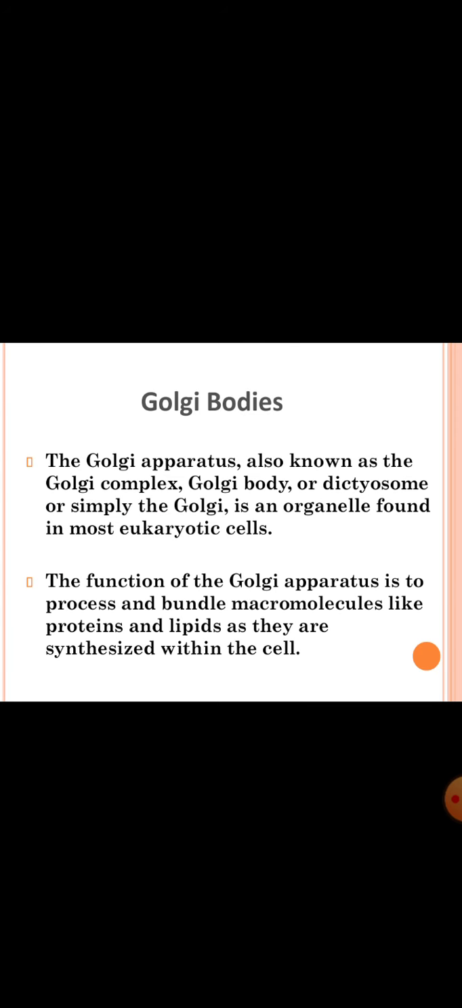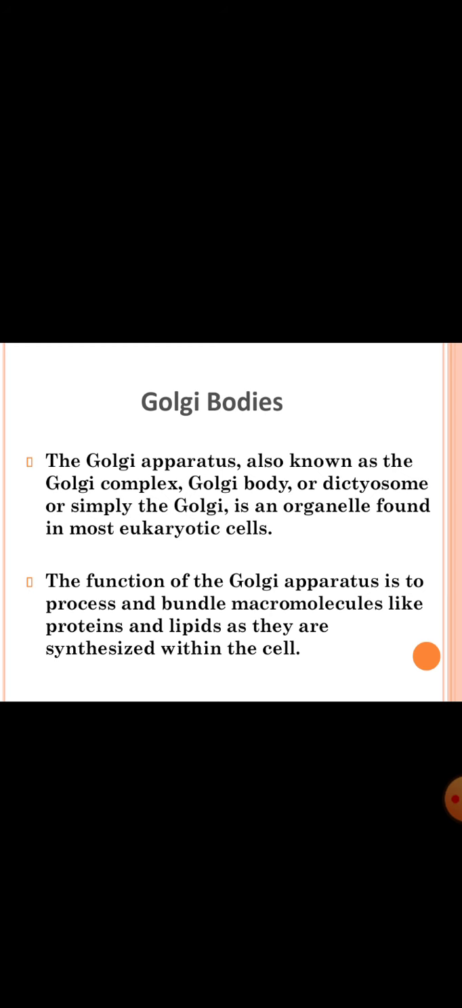Next topic is Golgi bodies, meaning the Golgi apparatus. It is also known as the Golgi complex, Golgi body, or dictyosome, or simply the Golgi, an organelle found in most eukaryotic cells. The function of Golgi apparatus is to process and bundle macromolecules like protein and lipid as they are synthesized within the cells, and it is a special portion of endoplasmic reticulum meant for cell secretion, first observed by scientist Camillo Golgi.